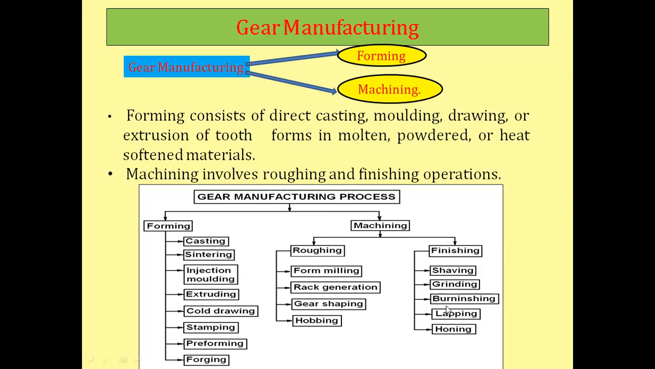After that, you do the finishing process to get a better surface finish and good accuracy in the gear form. The finishing processes are shaving, grinding, burnishing, lapping, and honing. In all these finishing processes, you remove the material in the form of powder or small particles to get the finished size of the gear design.